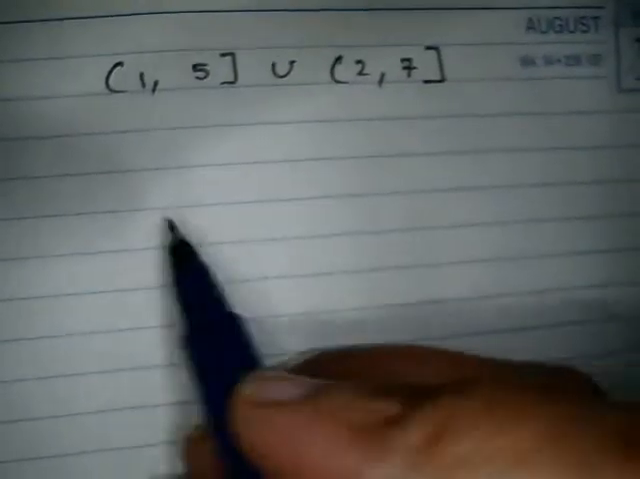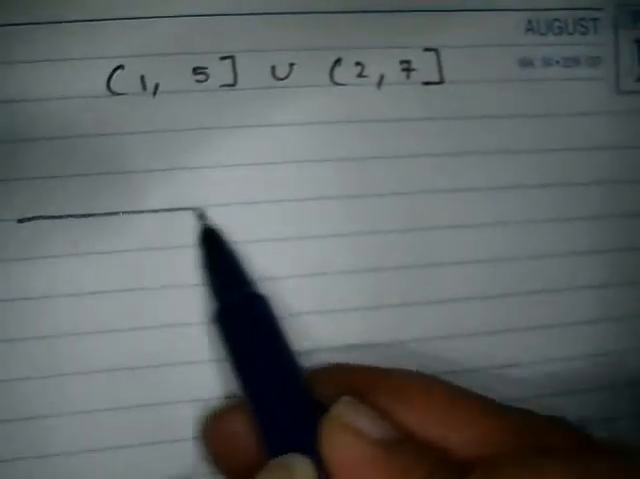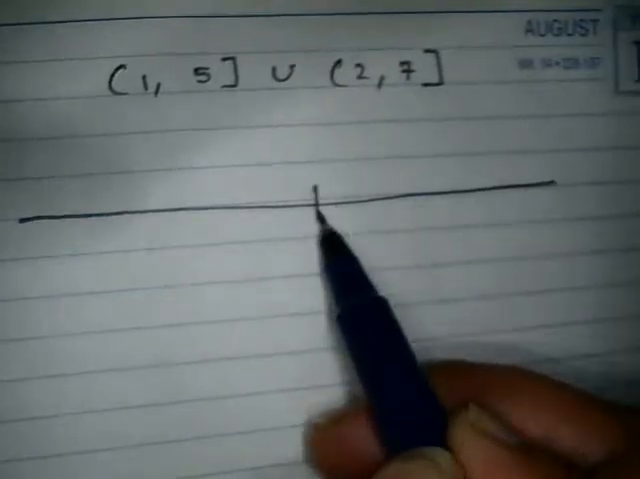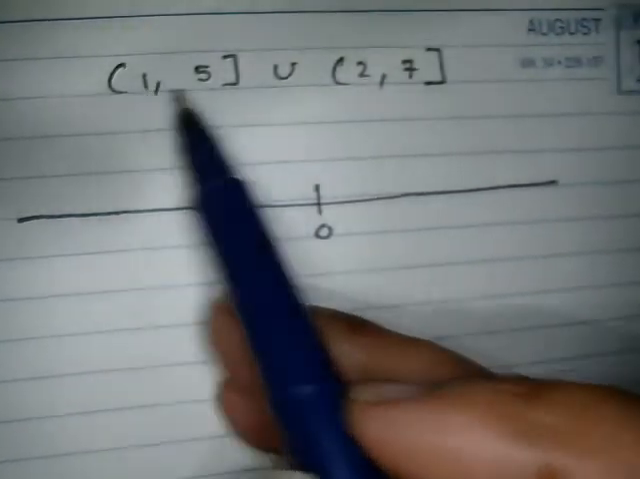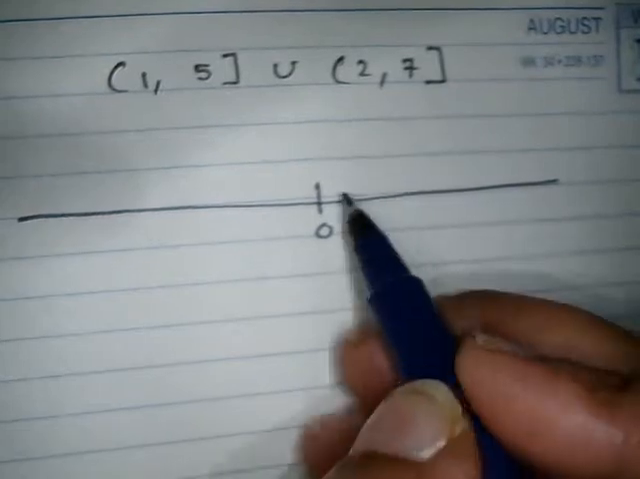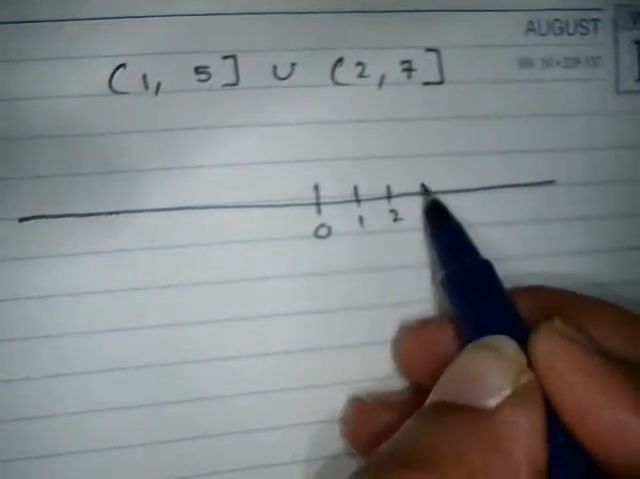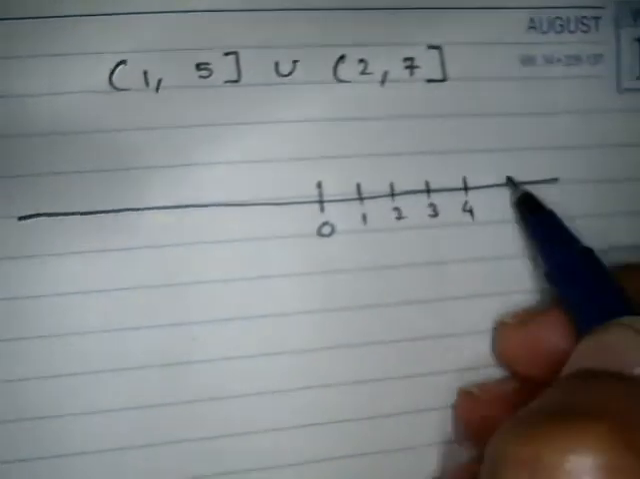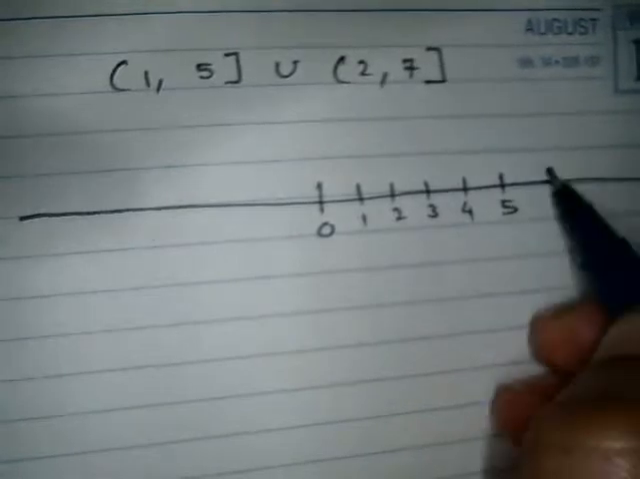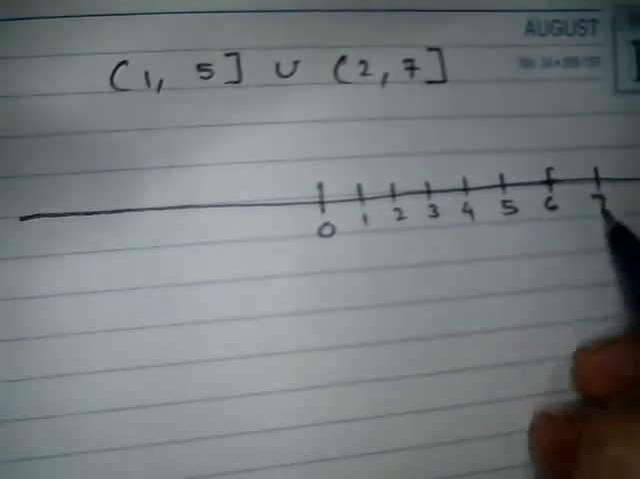Okay, first I represent these numbers on the number line, it will make things more clear. This is 0 and we need all the numbers on the positive side. Okay, this is 1, this is 2, this is 3, this is 4, this is 5, this is 6 and this is 7, correct?